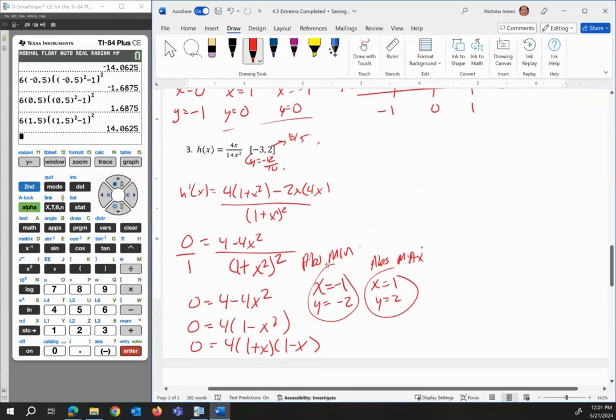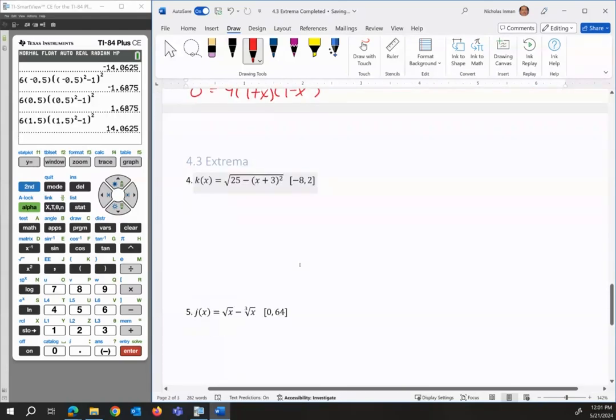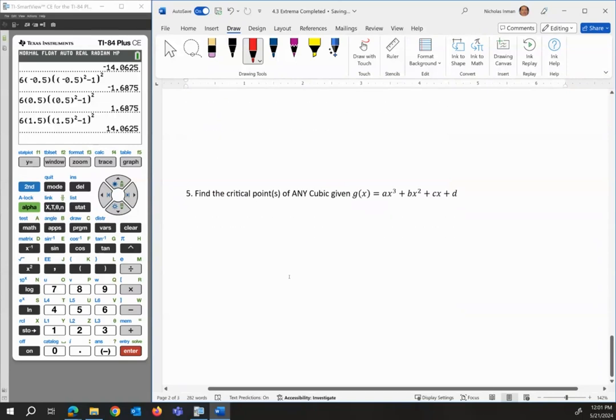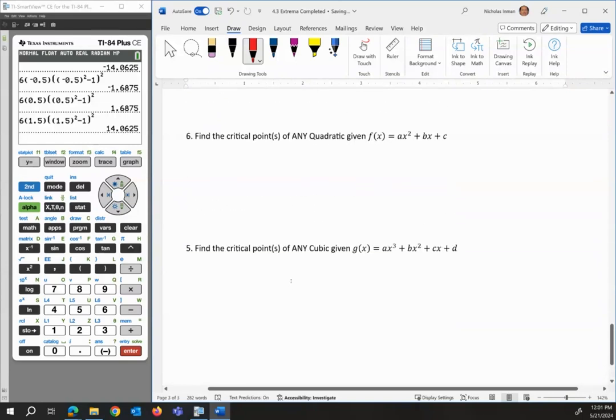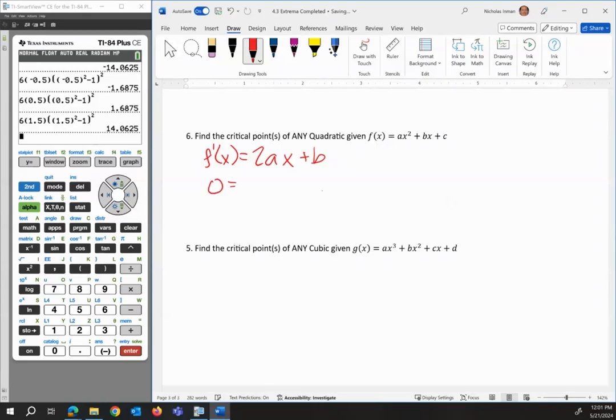I'm running at about 22 minutes already on this video, so I'm going to go ahead and skip to these last two to talk about critical values of any quadratic or any cubic. All right, so for any quadratic, we can find the extreme values, the critical points. Take your derivative. 2 times a reduced by 1 plus b, derivative of just a constant, c, would cancel out. Set this equal to 0.